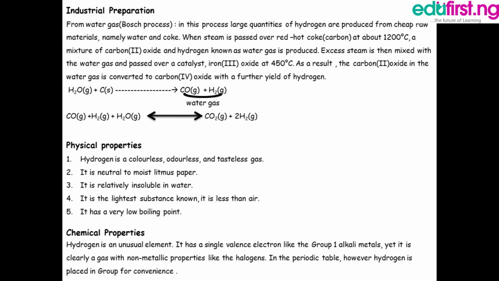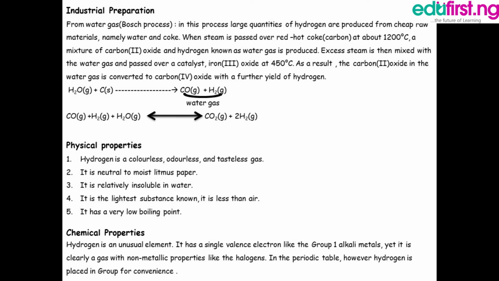Then after that, the excess steam is mixed with the water gas and passed over a catalyst. This makes the reaction faster, and as a result, the carbon monoxide in the water gas is converted to carbon dioxide with a further yield of hydrogen. Here is the chemical equation illustrating that process.